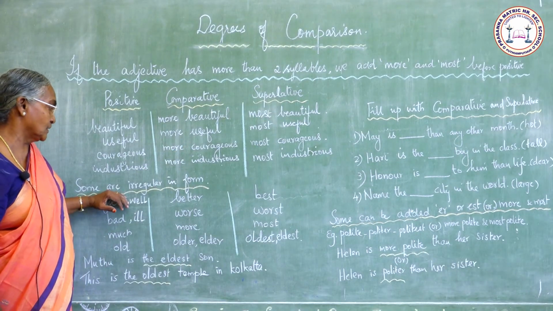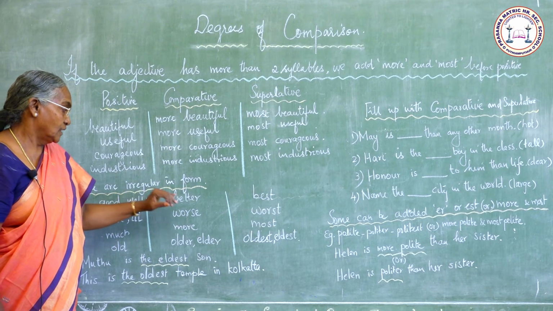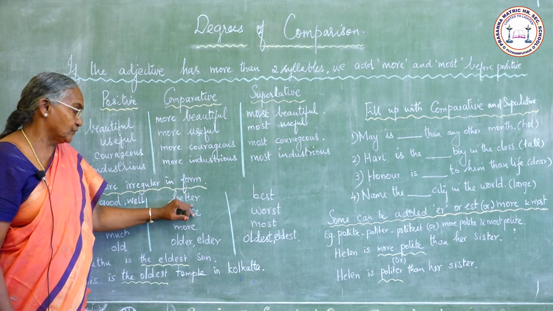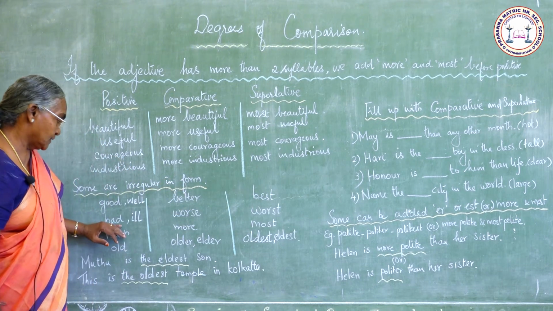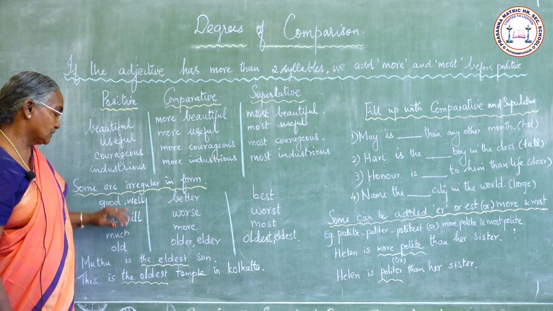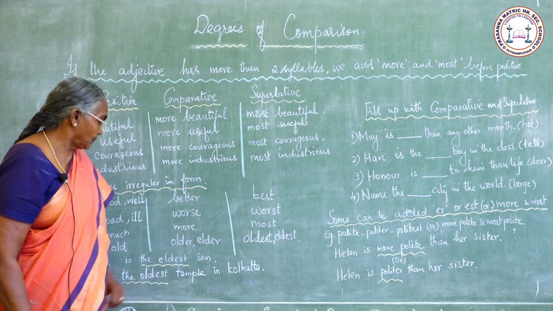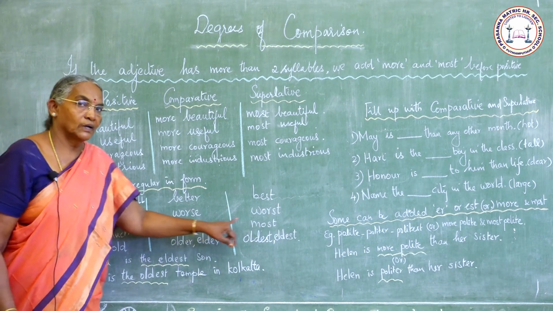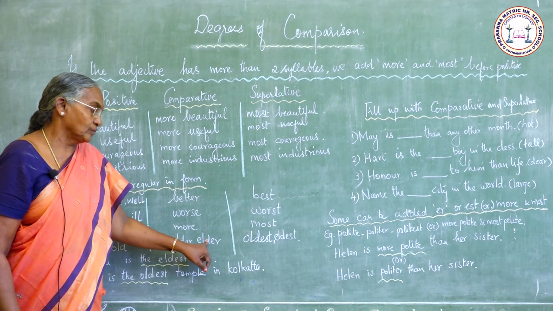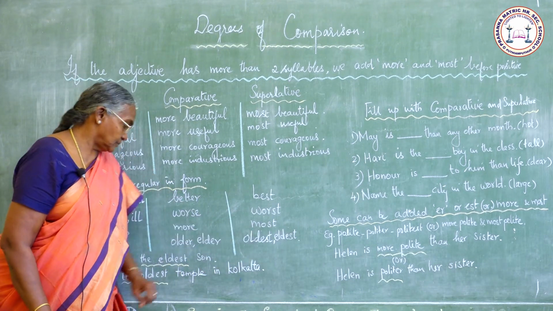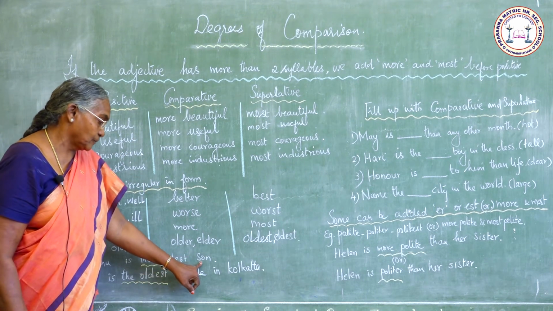Some adjectives are irregular in form. Good, well for positive, better for comparative and best for superlative. Bad, ill, positive; worse comparative and worst superlative. Much, more, most. Old, older or elder, oldest or eldest. Muthu is the eldest son.